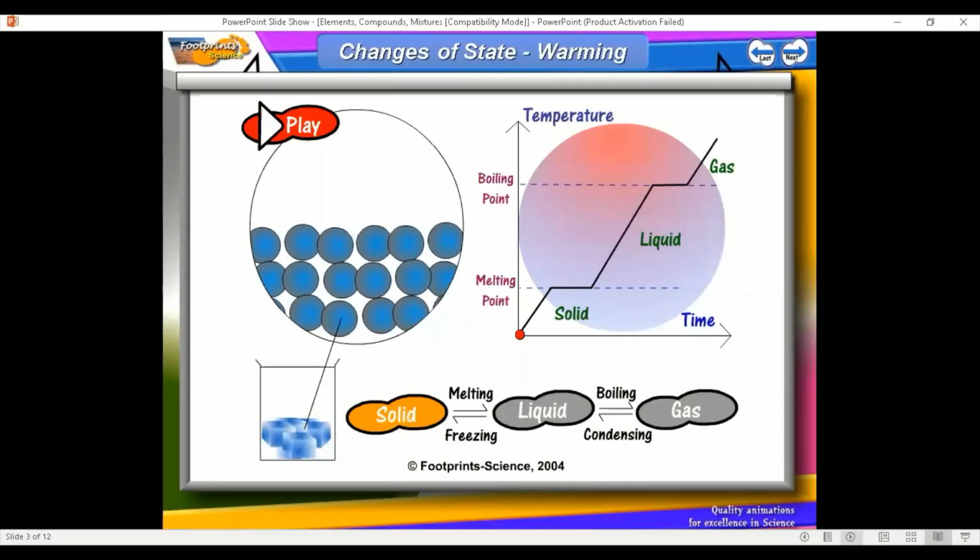Okay? This is an example. Now, what this is saying here, it says play. Okay? Here we have a solid to a liquid to a gas. If you can see these arrows here, they're reversible. What that means is you can go from that to that, but you can also go from that to that. If you cool a gas down, it will turn into a liquid. If you freeze a liquid, it will turn into a solid. This is changing of state.